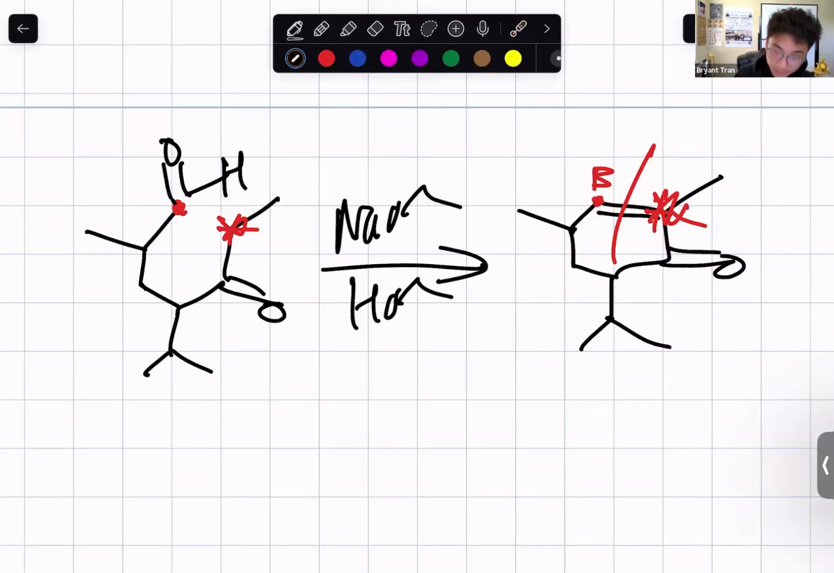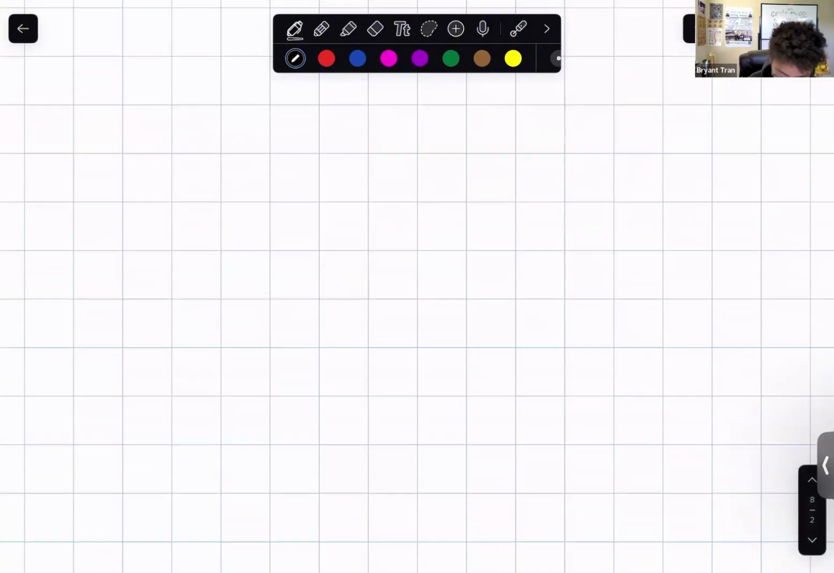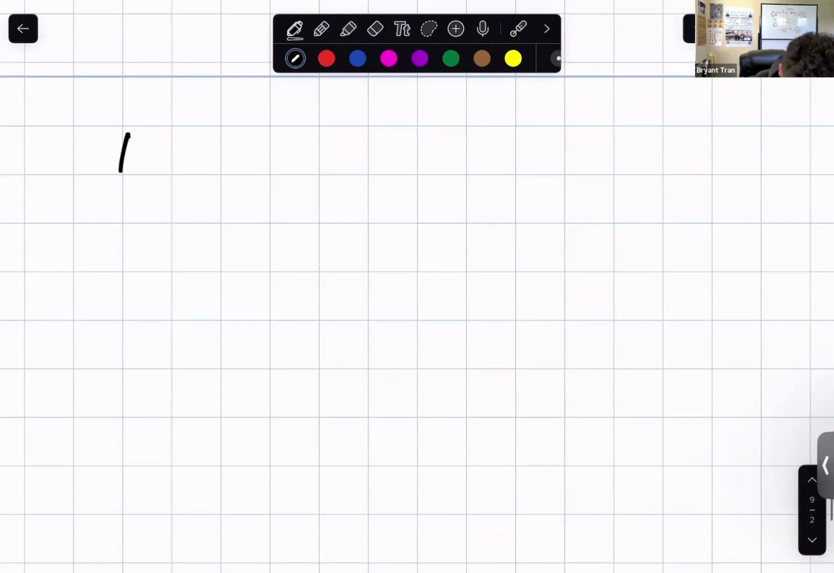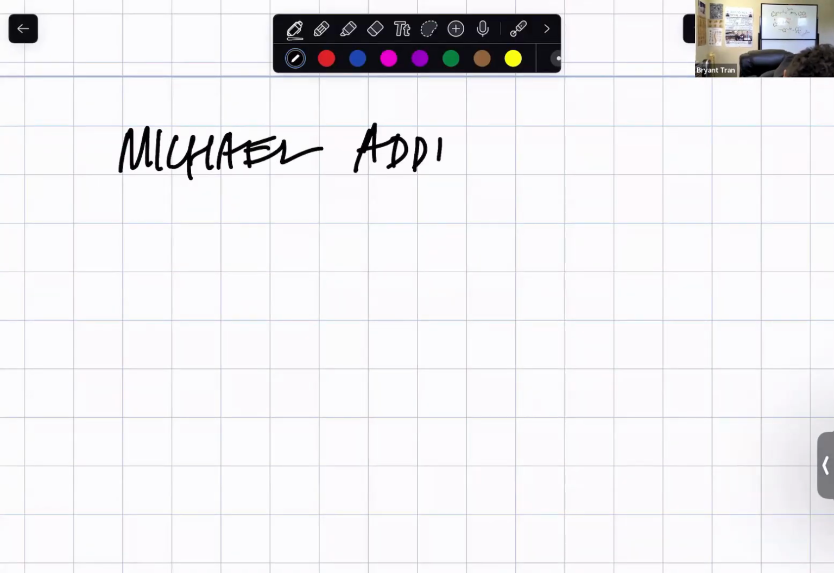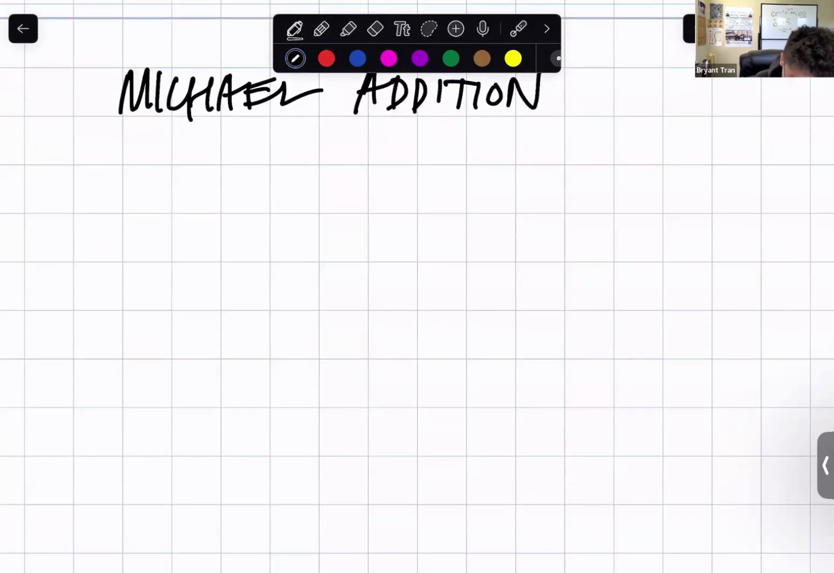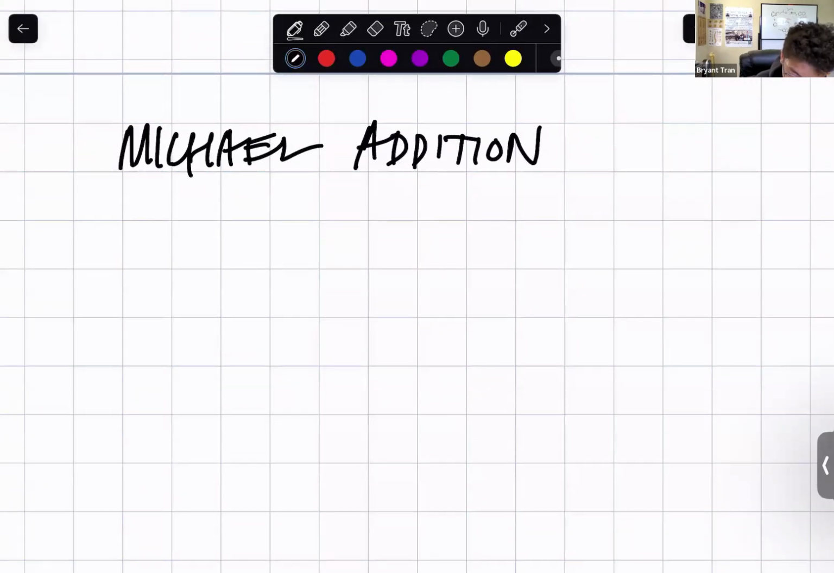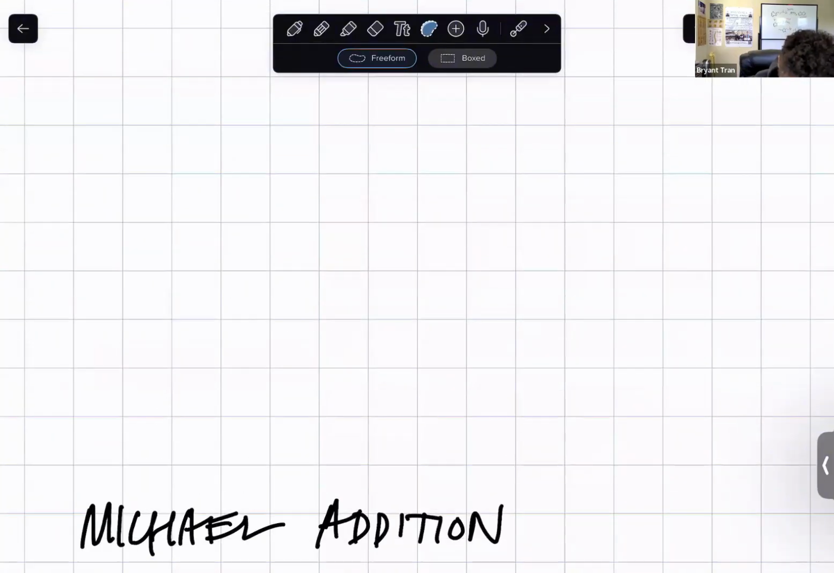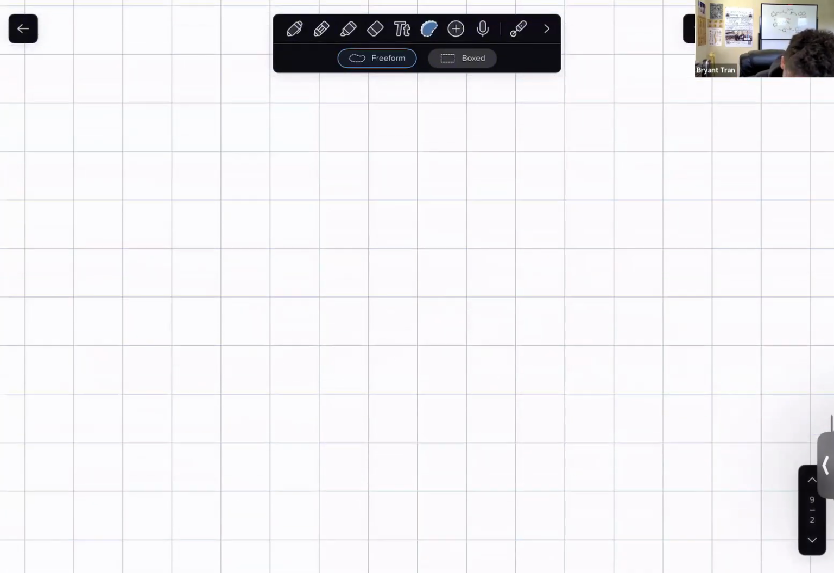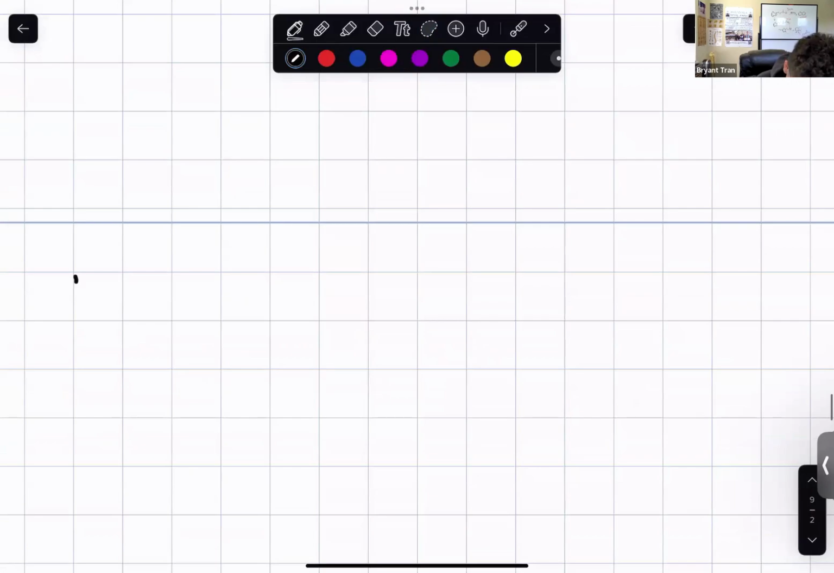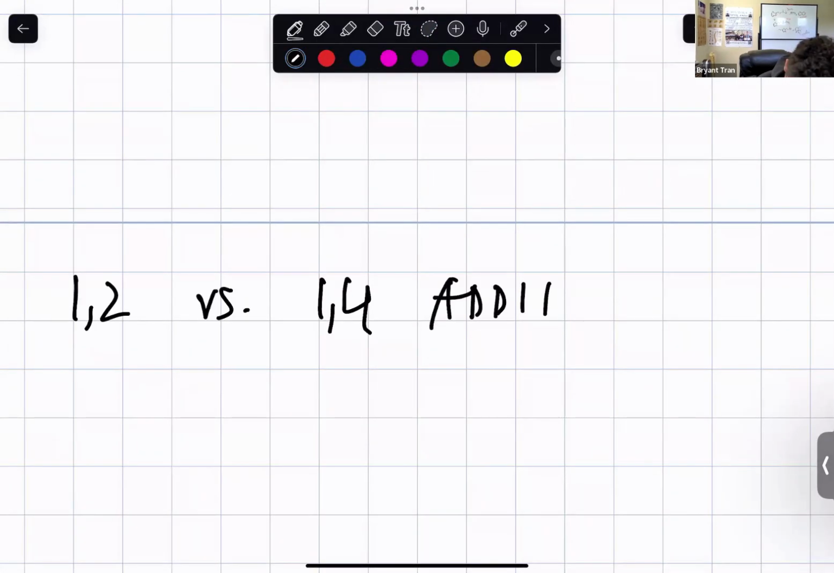Okay. So now let's move on to Michael addition, right? So for Michael addition, before we do Michael addition, I want to go over this concept with you guys here. Let's talk about 1,2 versus 1,4 additions, right?